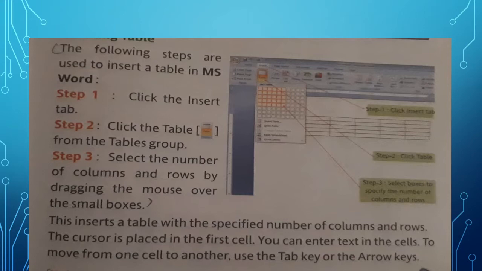Now we see how to insert a table. Here are some steps that have to be followed to insert a table in MS Word. Step 1 is click the Insert tab. You will find different tabs on the MS Word window, and from there you have to click on the Insert tab. Just have a look at the diagram also. Here is the Insert tab. First of all, you have to click here.